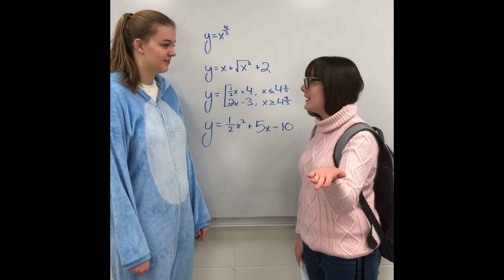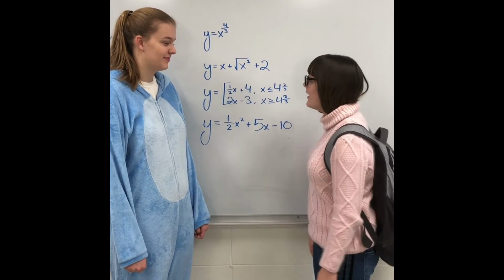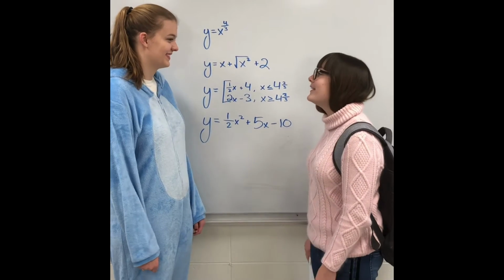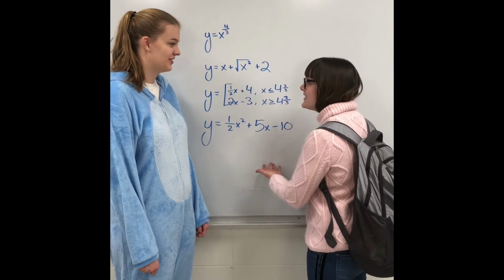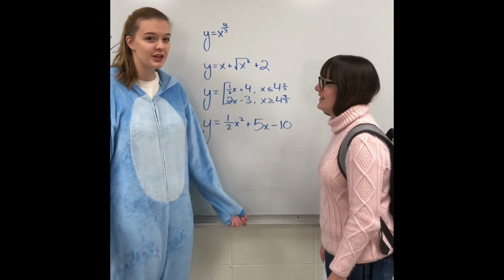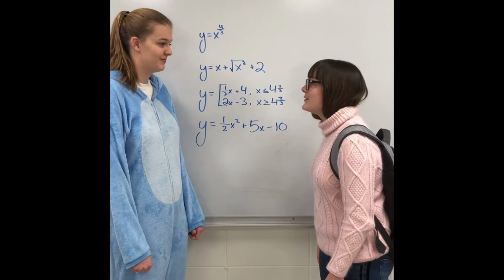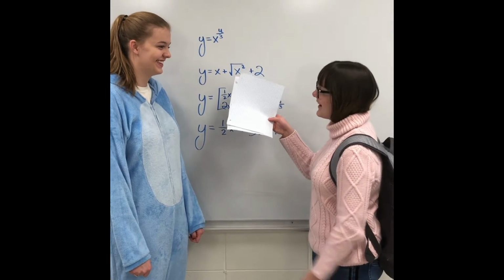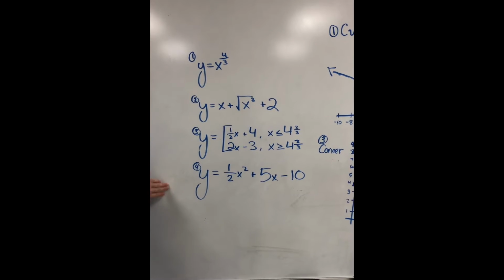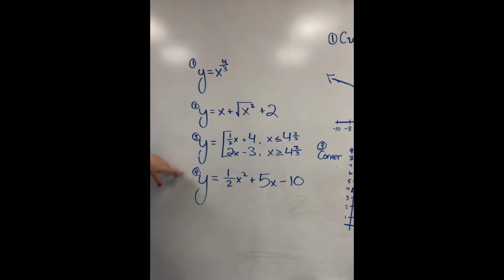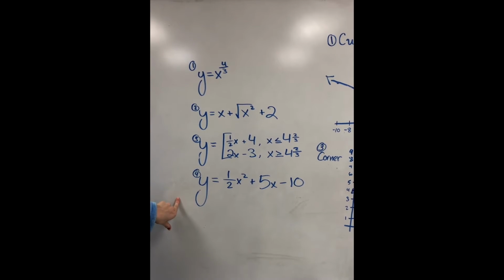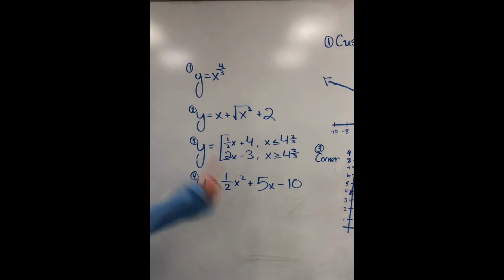Let's check the map again to see which way we're going. Oh no, we don't have graphs, we only have equations. Don't worry, Dora. Maybe we can graph them. You're right, Boots. I have graph paper right here. So these were the 4 equations we were given. For each equation, we made a data table. And then we graphed each equation.